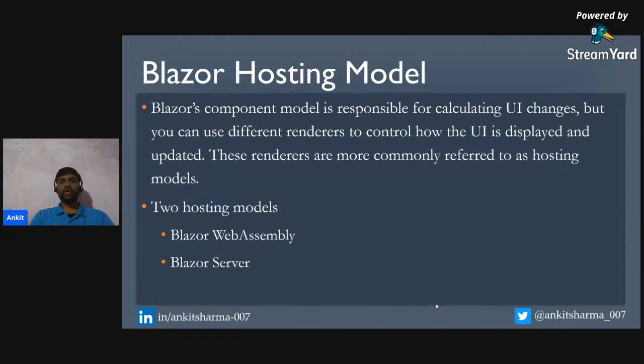We have something called a hosting model in Blazor. The Blazor component model is responsible for calculating UI changes, but we can use different renderers to control how the UI is displayed and updated. These renderers are known as hosting models. In Blazor, there are two hosting models supported. One is called Blazor WebAssembly, and the other is called Blazor Server.